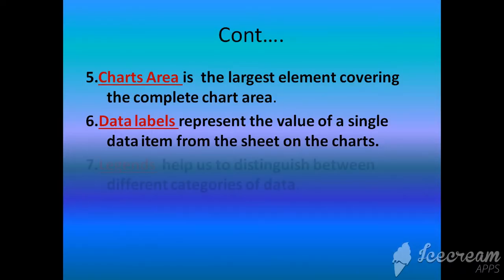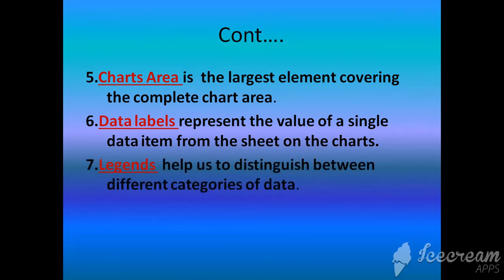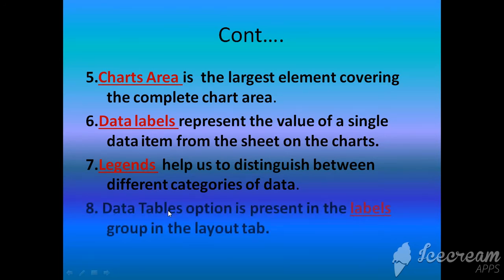Now next question. Legends help us to distinguish different categories of data. Suppose we are using multiple categories, so legends will help you to differentiate among them. Next is the data table option, which is present in the label group in the layout tab. There is nothing to mug up, just to understand. Once we go through the charts, we will learn each and everything, right? This is the reason I am discussing the questions with you as well as showing the Excel sheet to you, right? The data table option is present in the label group.